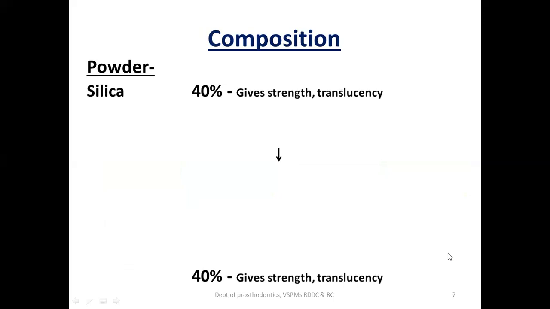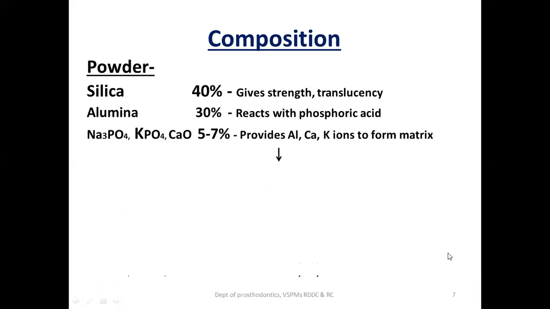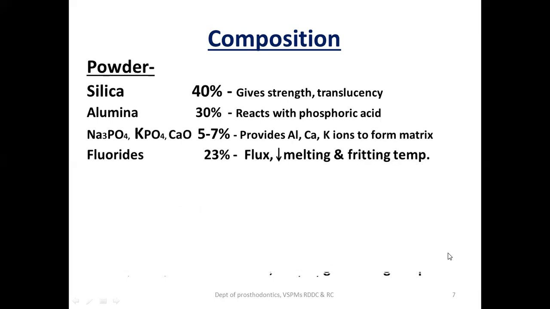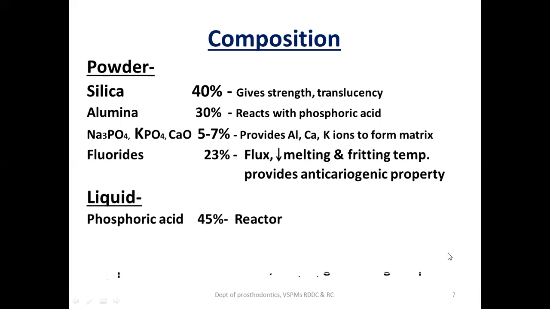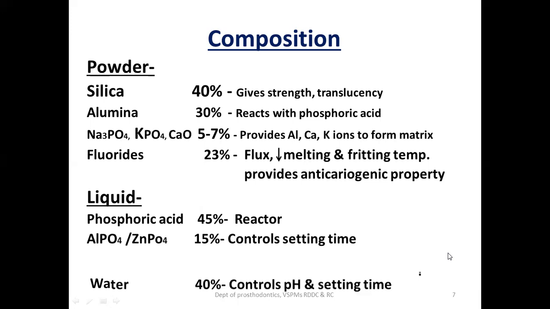It is silica, the main ingredient, giving strength and translucency to the cement. Alumina 30% reacts with the phosphoric acid. Sodium phosphate, potassium phosphate, and calcium oxide provide aluminum, calcium, and potassium ions to form a matrix. The fluoride acts as a flux, decreasing the melting and sintering temperature during manufacturing, and it also provides an anti-corrosive property. The liquid component is mainly phosphoric acid. Then you have aluminum phosphate and zinc phosphate, which control the setting time, and water, the second major ingredient, which controls the pH and setting time.